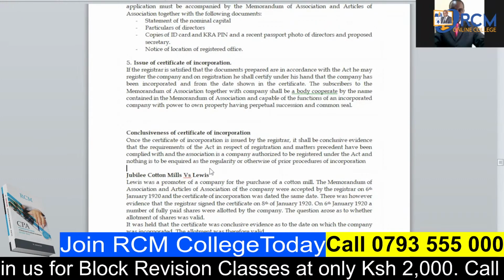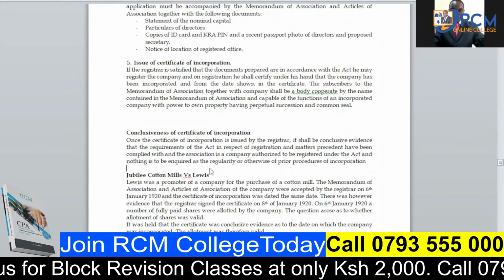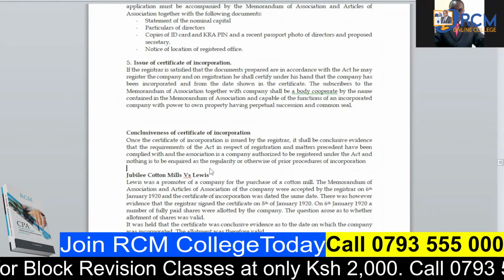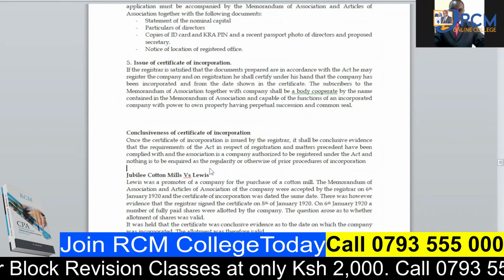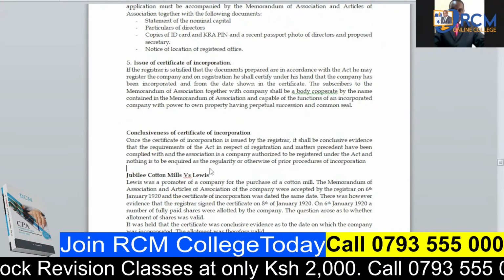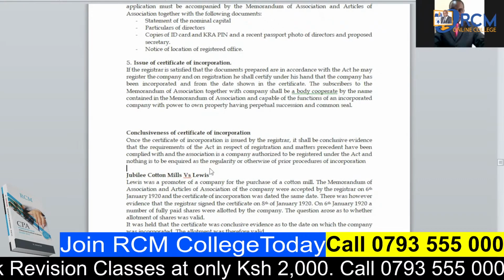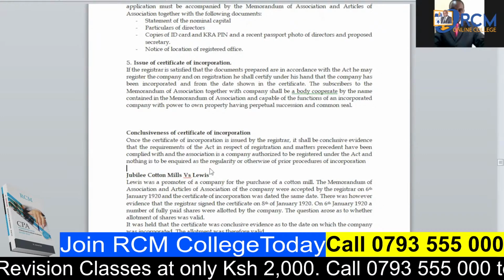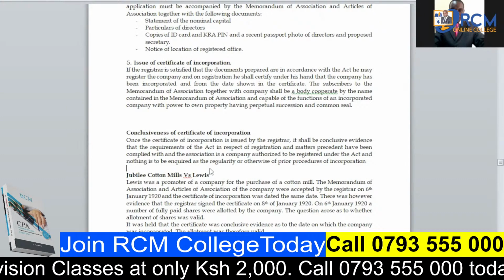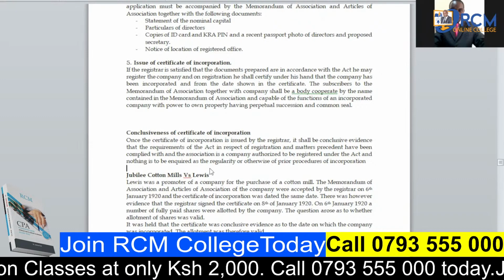Once the certificate of incorporation is issued by the registrar, it shall be conclusive evidence that the requirements of the Act in respect of registration and matters precedent have been complied with, and the association is a company authorized to be registered under the Act, and nothing is to be inquired as to the regularity or otherwise of prior procedures of incorporation. So prior procedures of incorporation won't matter here. Even if you didn't submit a particular document and you've been given this certificate, it is conclusive evidence you can commence business as a company.